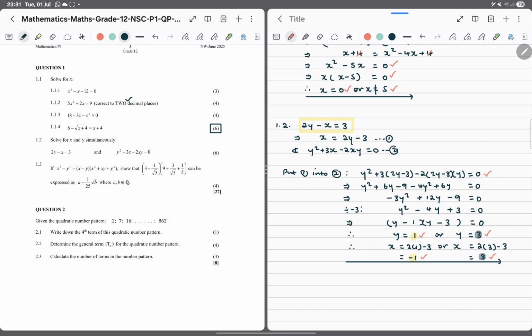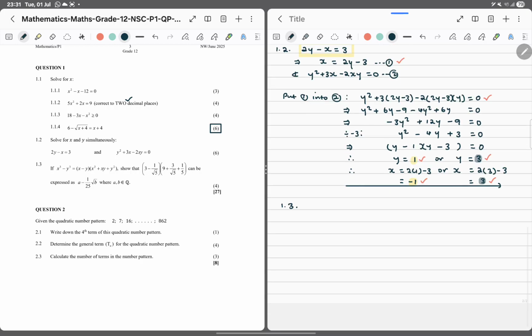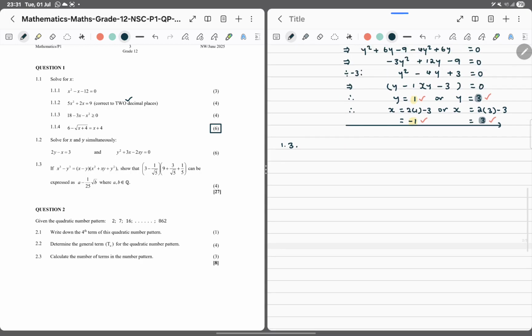So the technique of substitution, how many marks there? 6. So perhaps writing that modified is key. So again, it's a standard question, but remember, simultaneous equations become very useful for higher grade questions. You must always know what to do.